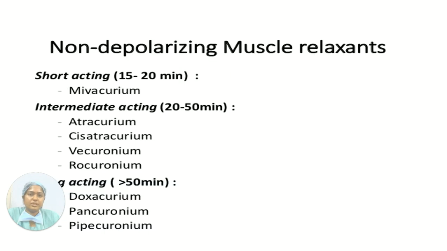Non-depolarizing muscle relaxants based on their duration of action can be divided into short-acting, intermediate-acting, and long-acting. Short-acting, the action is approximately up to 15 to 20 minutes. Intermediate-acting, they act between 20 to 50 minutes. And the long-acting drugs act for more than 50 minutes. In the short-acting, we have mivacurium. Intermediate-acting include drugs like atracurium, cisatracurium, vecuronium, and rocuronium. And in the long-acting, we have doxacurium, pancuronium, and pipecuronium.